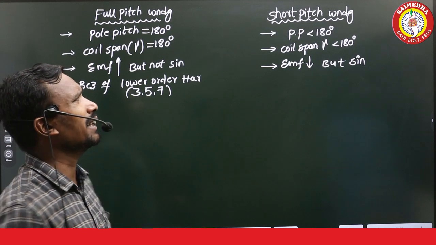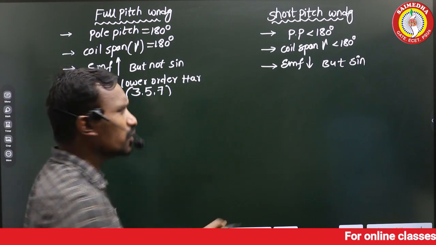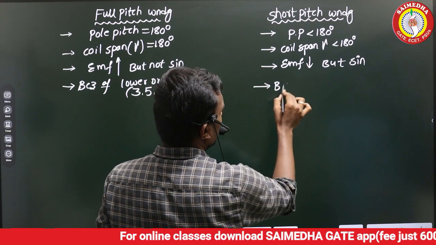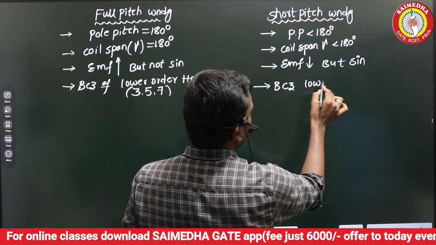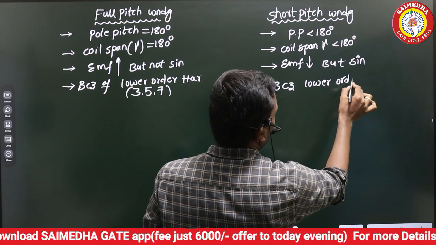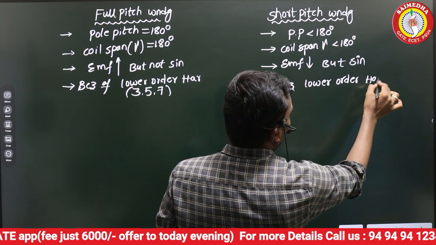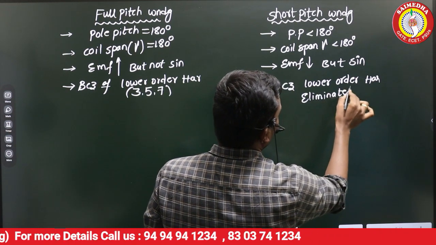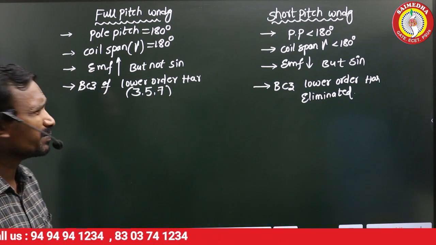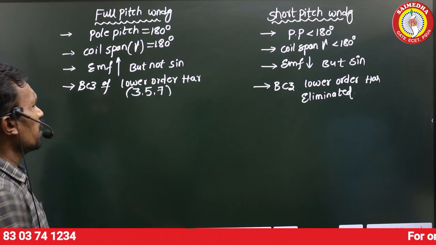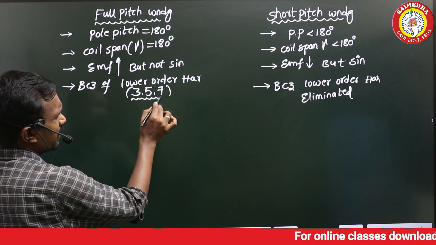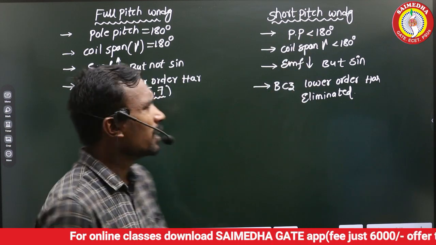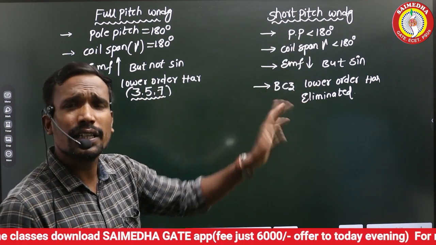Then how can we get the sinusoidal EMF in short pitch winding? In short pitch winding, EMF is sinusoidal because, can you tell me? Because the lower order harmonics are eliminated here. That's why here the EMF is sinusoidal. This is the thing. The lower order harmonics are nothing but the 3rd, 5th and 7th harmonics. Now we need to eliminate these harmonics by using the short pitch winding. Then we can get the sinusoidal EMF.